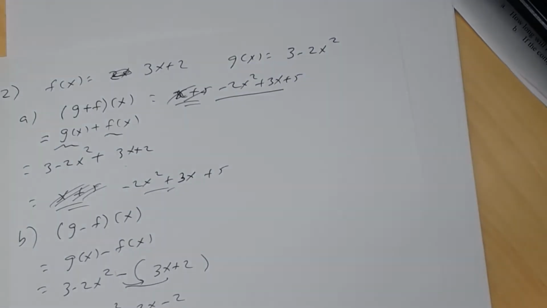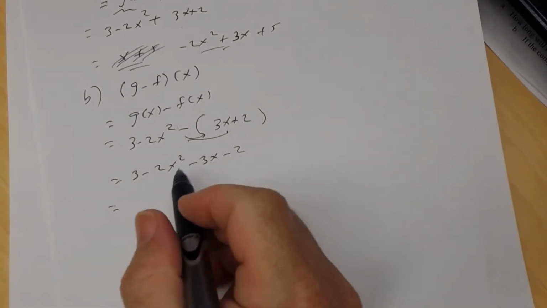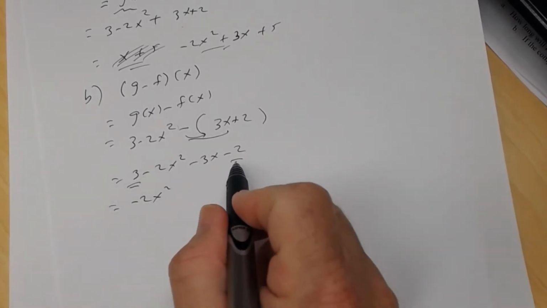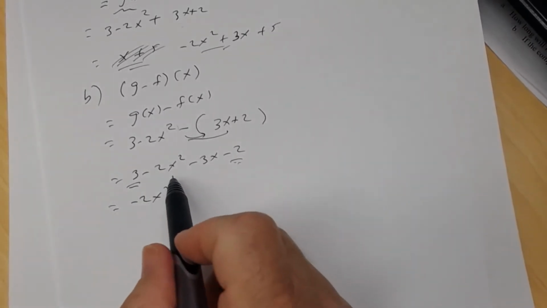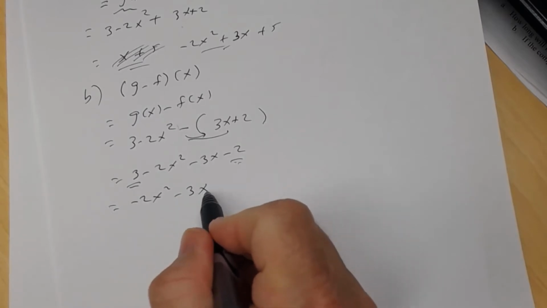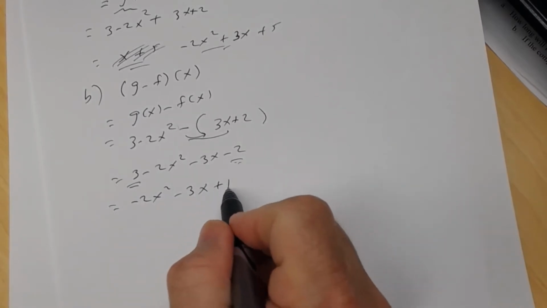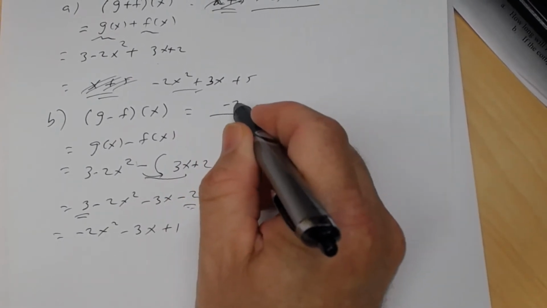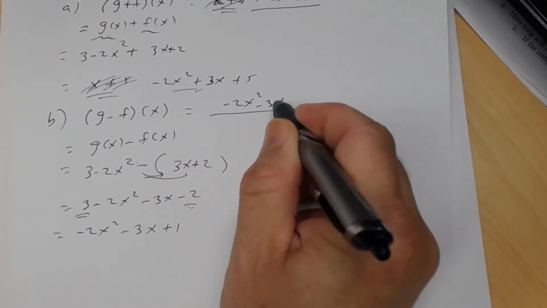Okay. So over here, when I combine like terms, I'm going to get negative 2x squared. The only terms I can combine are these constants. No other terms are alike. So I'm going to get negative 2x squared minus 3x. A 3 and a negative 2 is a positive 1. And so that's going to be the answer there. So that's going to be negative 2x squared minus 3x plus 1.